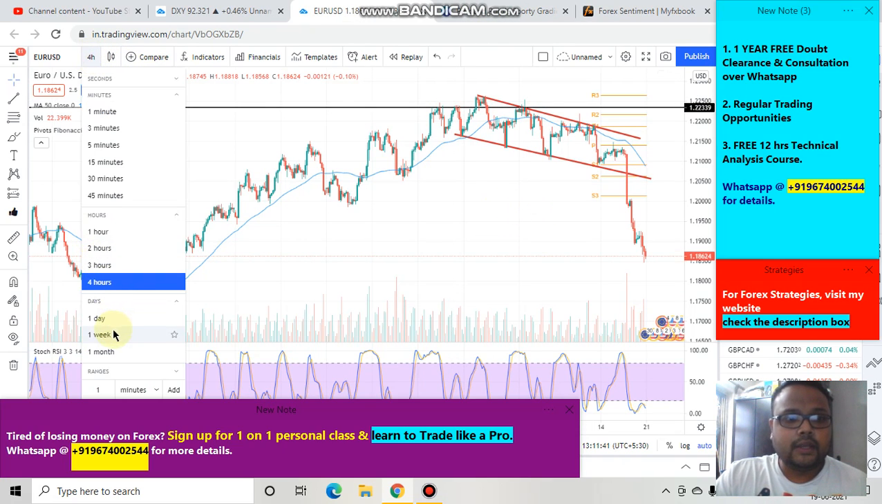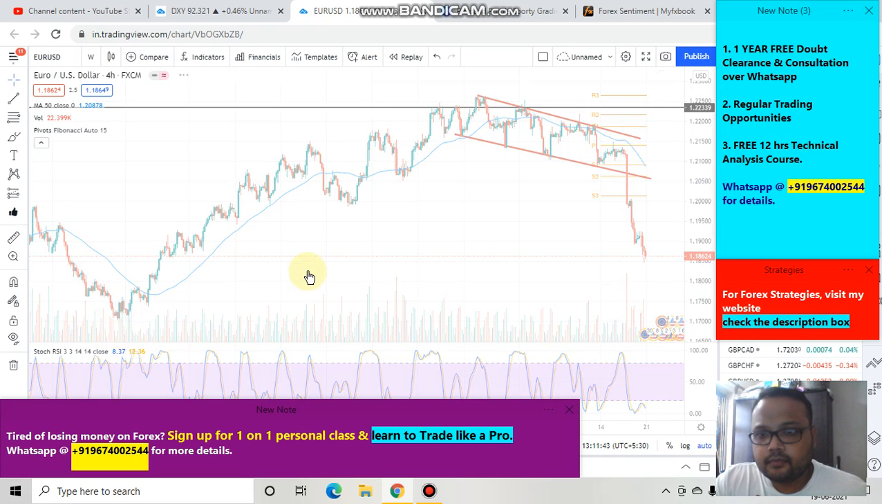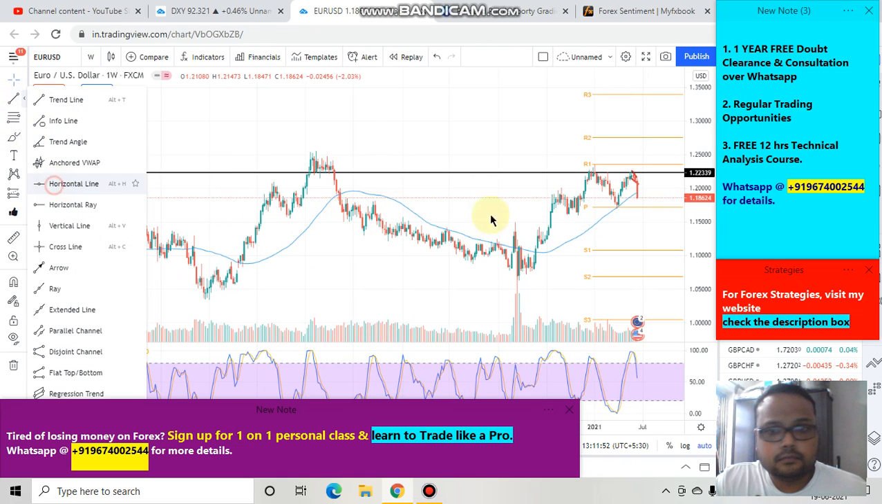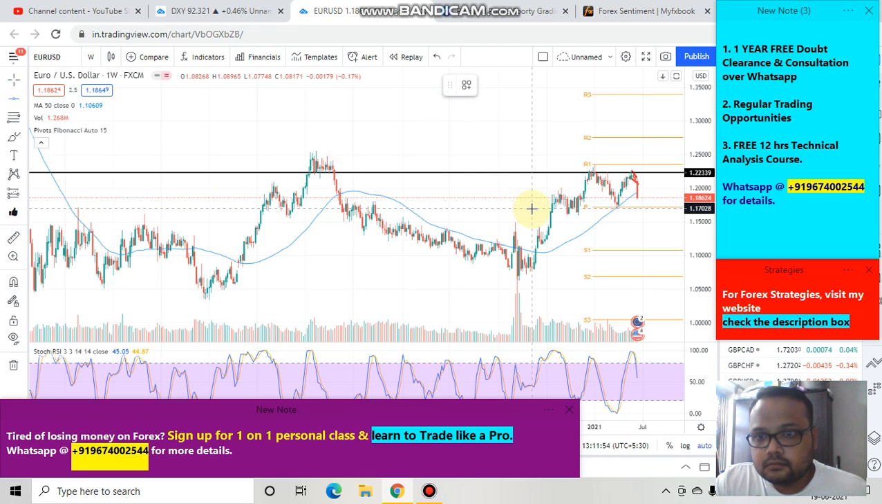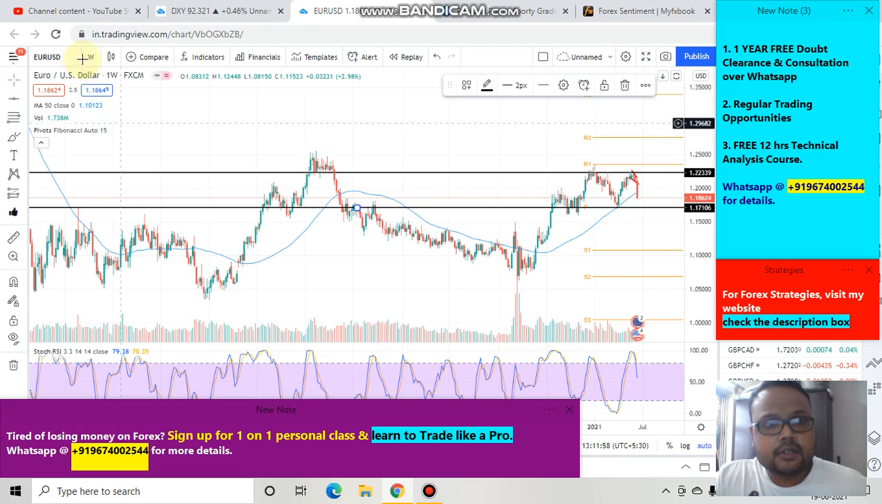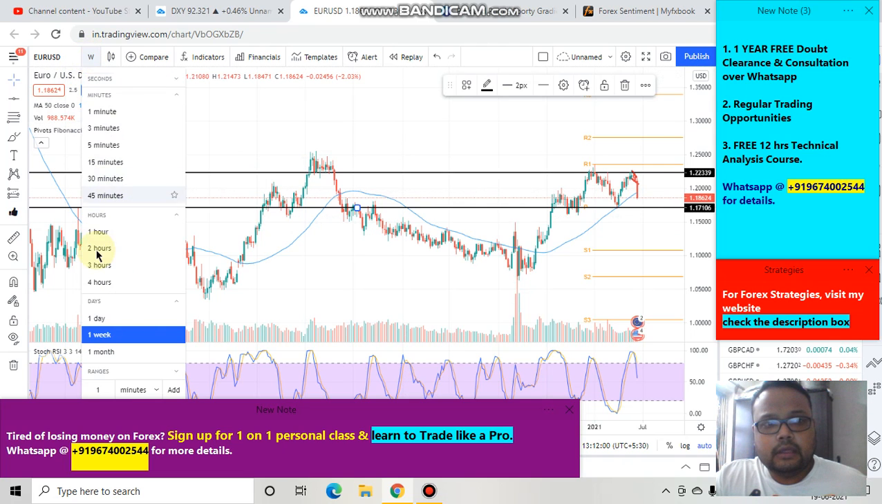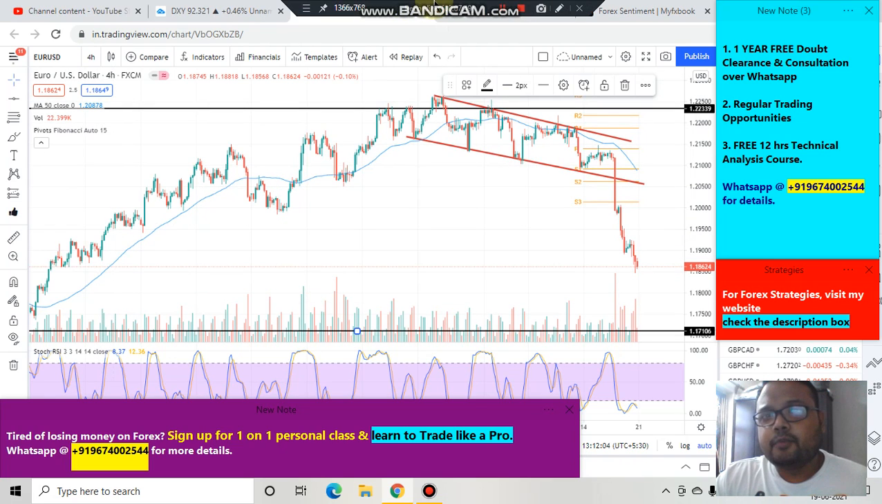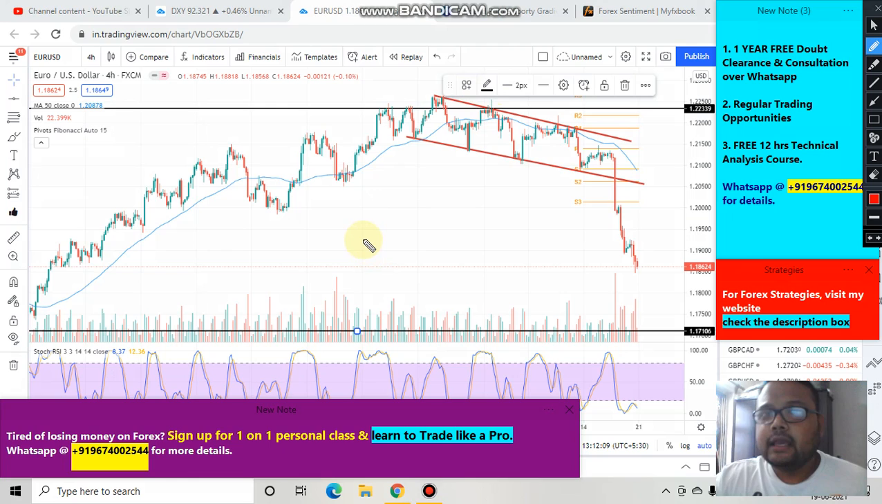If I take you to the weekly chart also, you can see that the support is quite far away. This support level is also quite far away. So in this type of market, the only trading opportunity is to short the market on the rise.